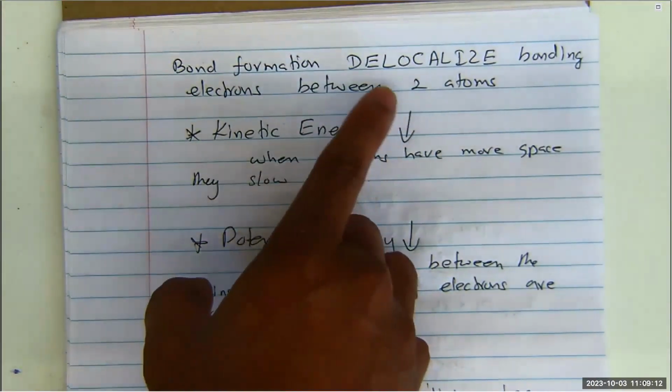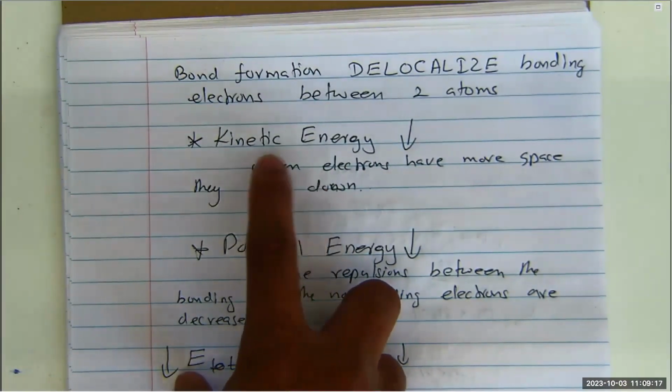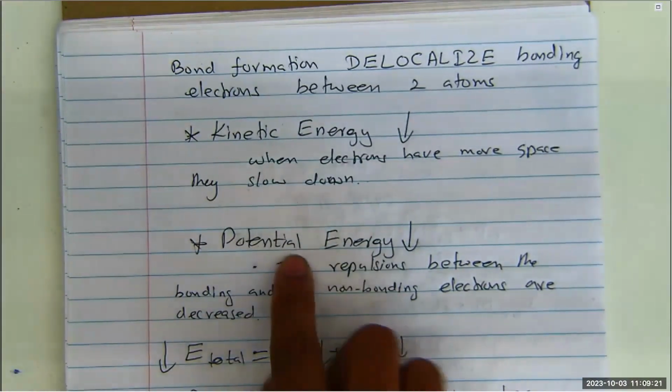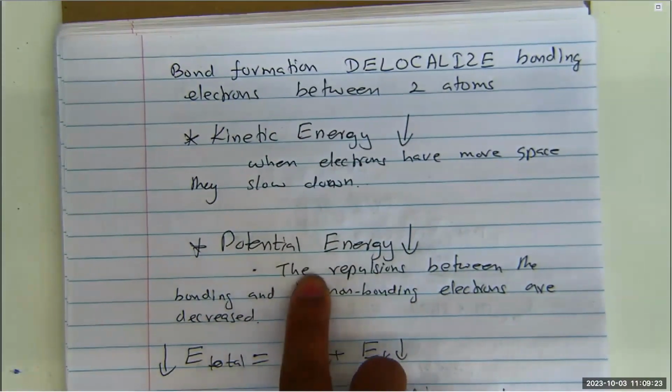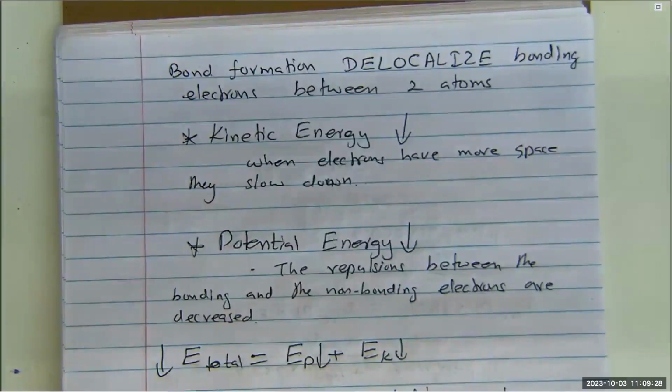Due to delocalization of the bonding electrons between two atoms, the electrons have more space to move around. Therefore, they slow down. Therefore, the kinetic energy decreases. And also, the electron repulsions between the bonding and the non-bonding electrons decrease. Therefore, the potential energy decreases as well. And there are other reasons why the potential energy decreases, but we at least talked about one or two of them here. Okay, and then I posted this slide with all the reasons together with the class notes from last week. All right. Anyway, so now we have talked up to this point.